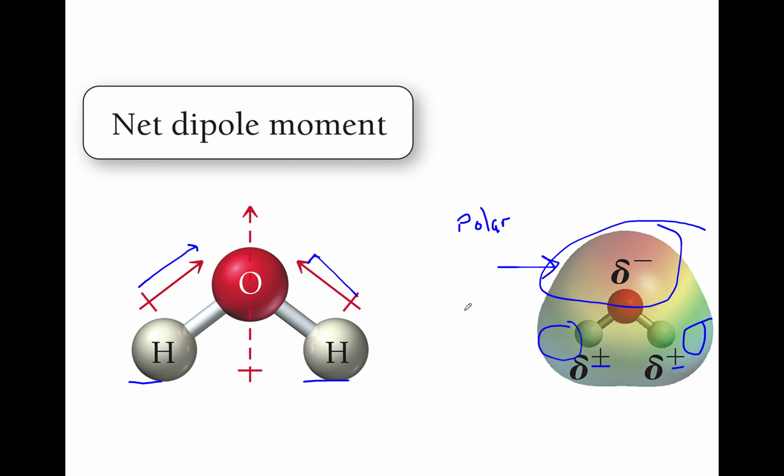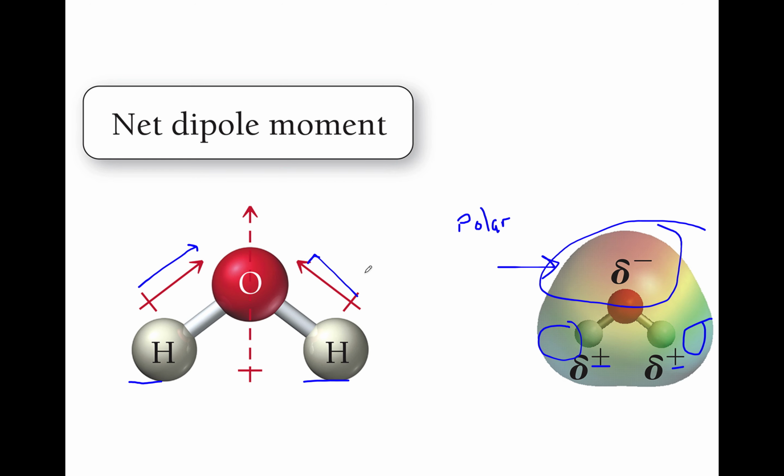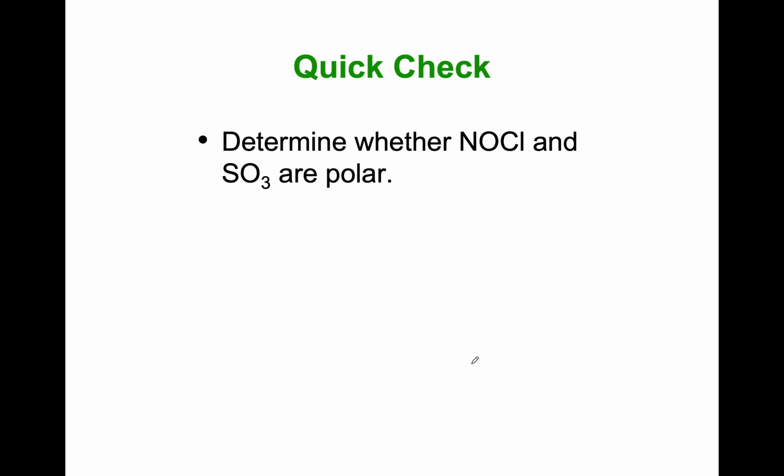Okay, so the real important distinction here is there's a difference between bonds and molecules. So first, if we look, this has polar bonds, but it's a nonpolar molecule because it cancels. This one has polar bonds, they don't cancel, that's a polar molecule. So let's do a couple here.